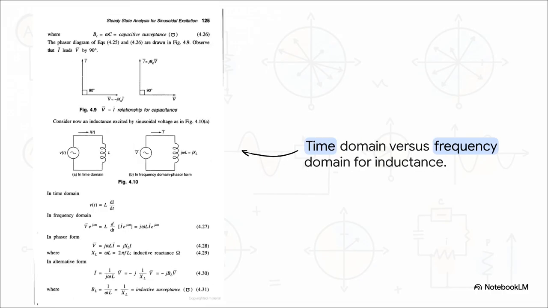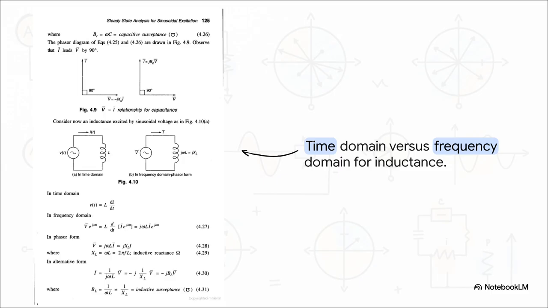So here's the absolute game changer. What happens to our math when we use this snapshot? Let's compare an inductor in both domains. Over in the time domain, we've got that super stressful differential equation we saw earlier. Voltage equals inductance times the derivative of current. Yikes! But over in the frequency domain, using our phasor form, the derivative vanishes entirely.